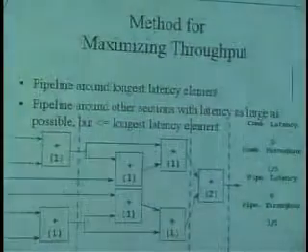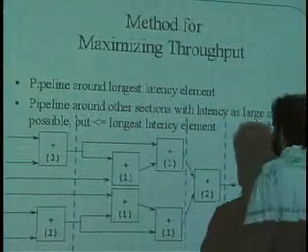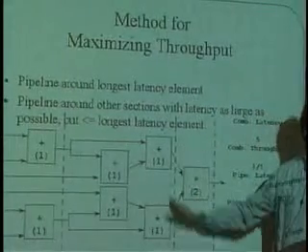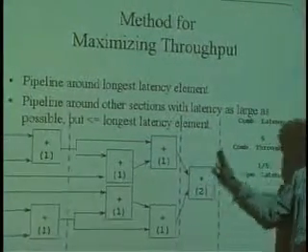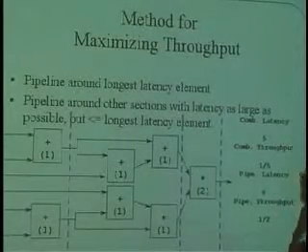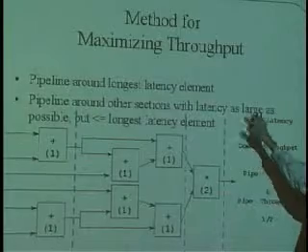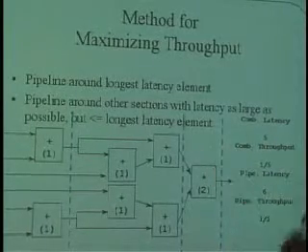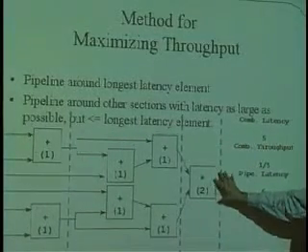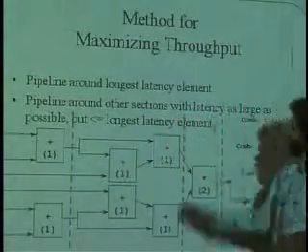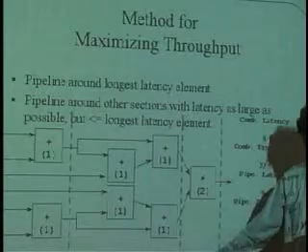Very similar to the one I had on the board before, okay? Here we have the multiplier that takes 2 time units, so we put registers around that one. Okay, remember, we're always going to have a register on the output. And then looking backwards, we chunk it so that the other sections have the latency as large as possible, but less than or equal to the latency of the longest element, which in this case, we just do at 2 over here.